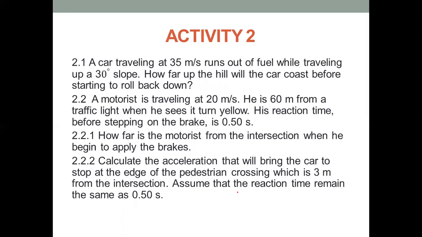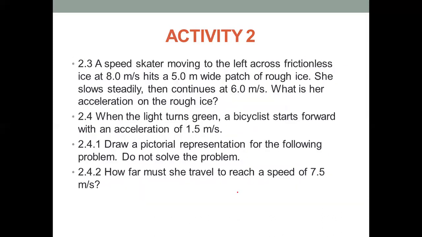2.2.2: calculate the acceleration that will bring the car to a stop at the edge of the pedestrian crossing, which is 3 meters from the intersection. Assume that the reaction time remains the same at 0.50 seconds. 2.3: a speed skater moving to the left across frictionless ice at 8.0 meters per second hits a 5.0 meter wide patch of rough ice. She slows steadily, then continues at 6.0 meters per second. What is her acceleration on the rough ice?